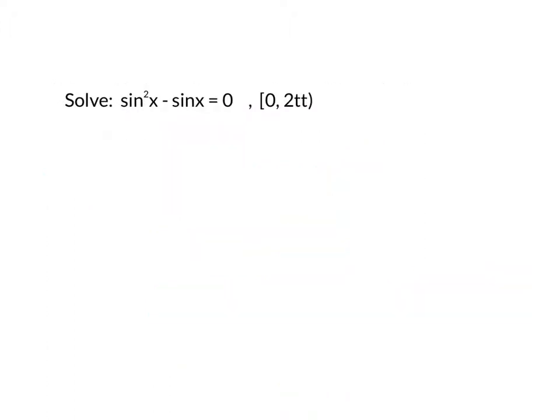Sine squared x minus sine x equals 0. And again, it's giving me this restriction, which is really good. So I'm going to, first of all, because they're both sines, factor out the GCF. They both have sines, so I got sine x, then I have sine x minus 1 when I factor it. That's all you can do, so just set each factor equal to 0.